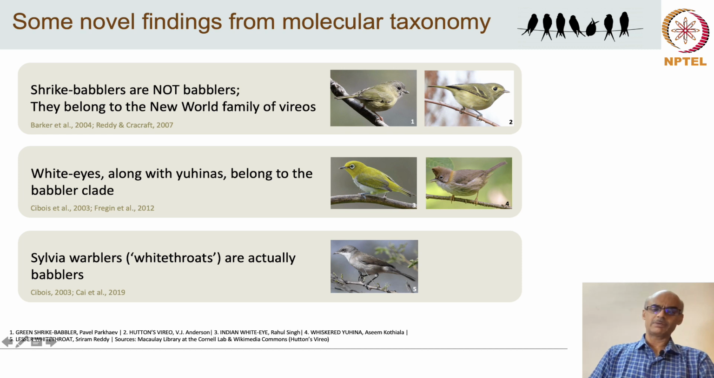And Sylvia warblers. So it's a long distance migrant. In winter, they are very common, particularly the lesser whitethroat, a very common winter visitor to most parts of India. So again, Sylvia warblers are actually not warblers, but they are babblers. So that's another interesting arrangement of what we call the superfamily Sylvioidea.